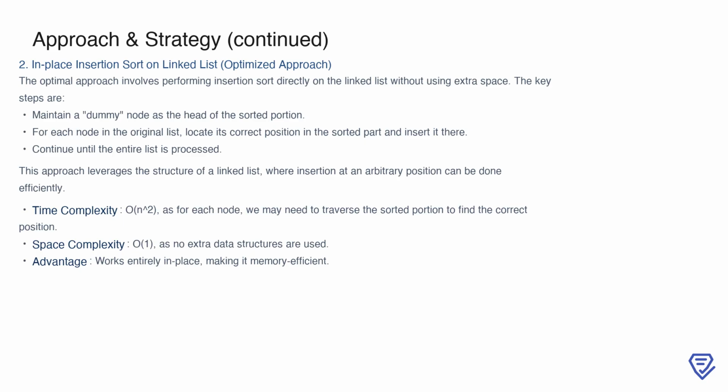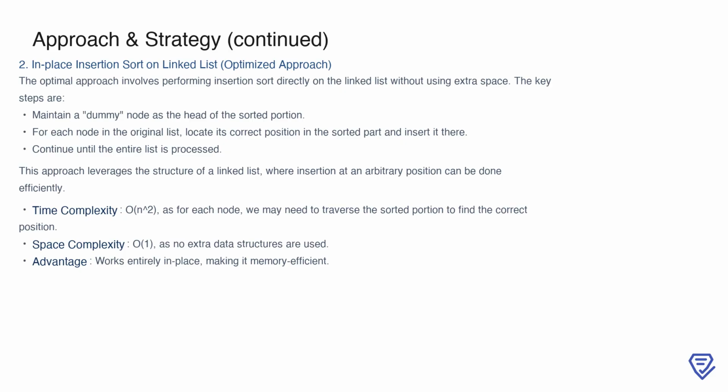The idea is to maintain a dummy node at the beginning of the list to represent the head of the sorted portion. Then, for each node in the unsorted portion, we identify where it belongs within the sorted section and insert it at the appropriate position. This process is repeated until all nodes are sorted.